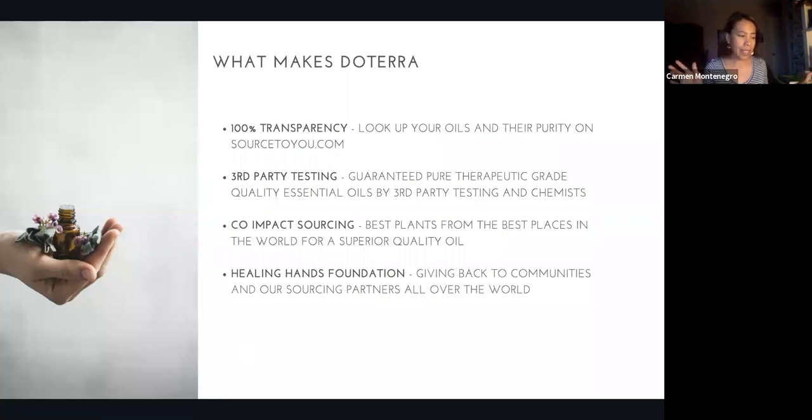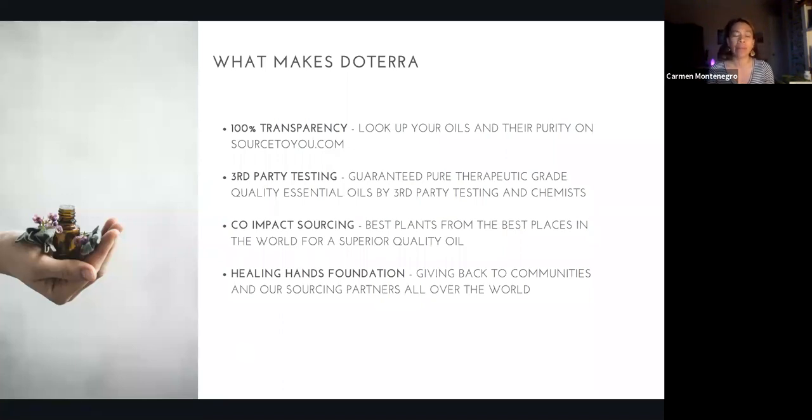It's called ARPC. When I attended the convention two years ago, one of the people working there said they were really surprised, because when they randomly test essential oils from different companies, they were amazed at how pure and potent the doTERRA essential oil is. So that's why it's ranked number one in the world. And they have this third-party testing.